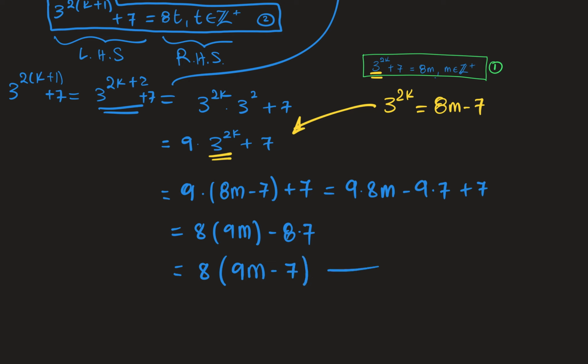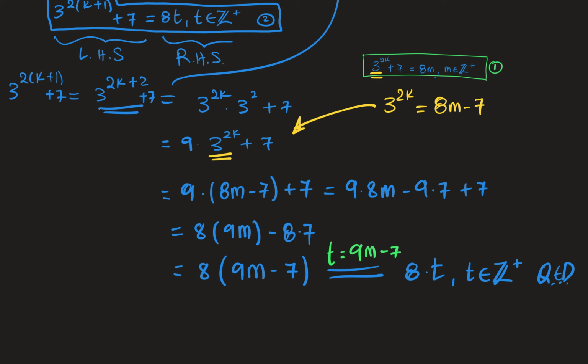And then if I set that t to be equal to 9m minus 7, then the relationship that I'm working with would become 8 times t, with t belonging to the positive integers. Now, which is the QED, right? What I had to prove.